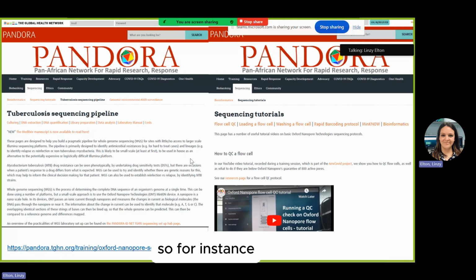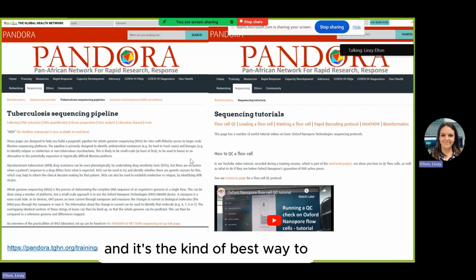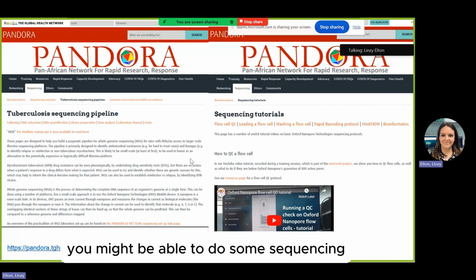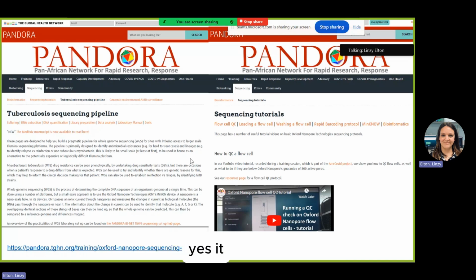For instance, in Gabon, they've been using it to do surveillance of the different lineages across the country, and it's the best way to look at transmission. If you had never seen Beijing in your country, you might be able to do some sequencing and look out for lineages and things like that. So yes, it's more of a complementary technology rather than taking over phenotypic analysis or the GeneXpert.